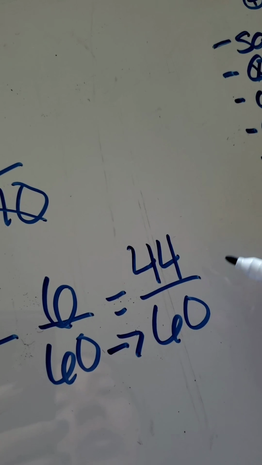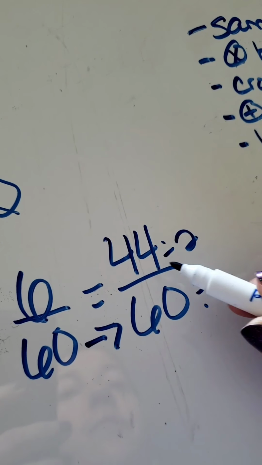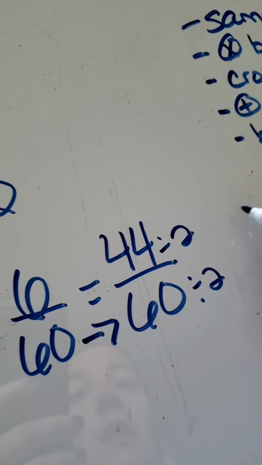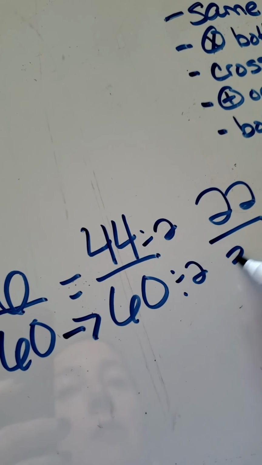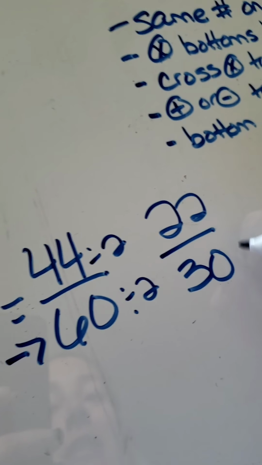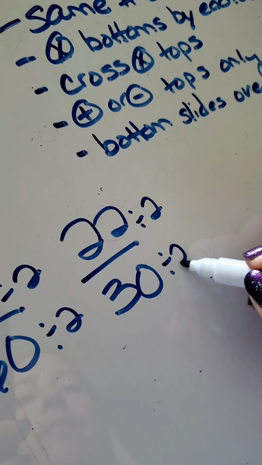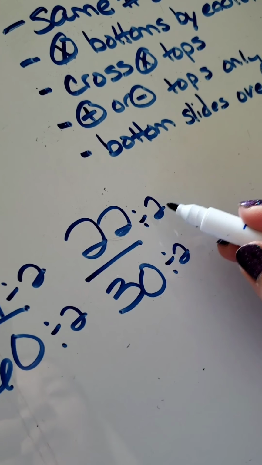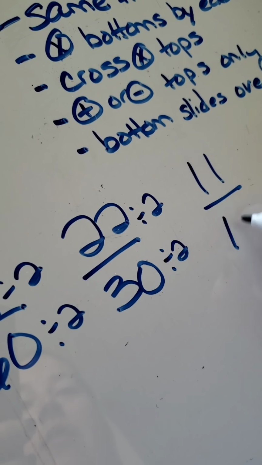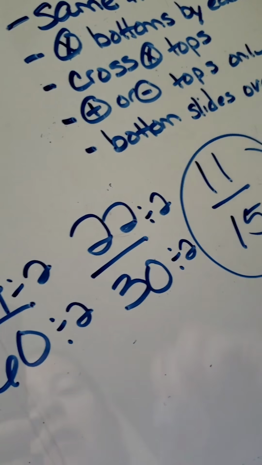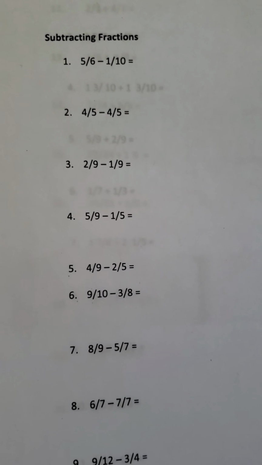They're both even numbers, so we can divide both of them by 2's. 44 divided by 2 is going to give me 22. 60 divided by 2 is going to give me 30. They are still even numbers, so I'm still going to divide them by 2. 22 divided by 2 is 11. 30 divided by 2 is 15. And there's your final answer. And that's how you're going to do subtraction.